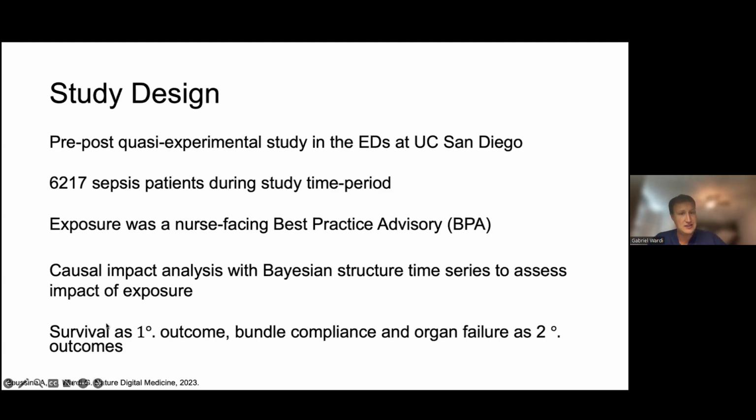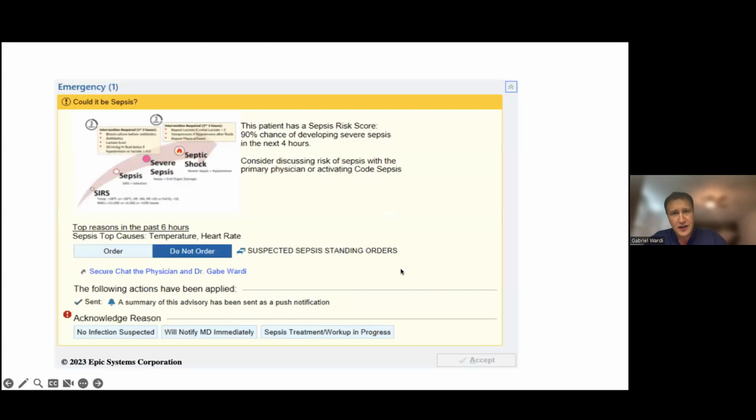We wanted to see how this impacted survival, but also took a look at other components that we thought would be good secondary outcomes, like bundle compliance, making sure antibiotics were started, and looking at organ failure at 72 hours. If you're curious, this is the best practice advisory that we developed at UC San Diego Health.